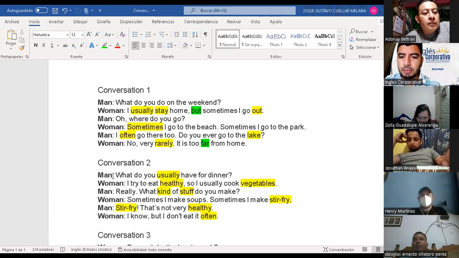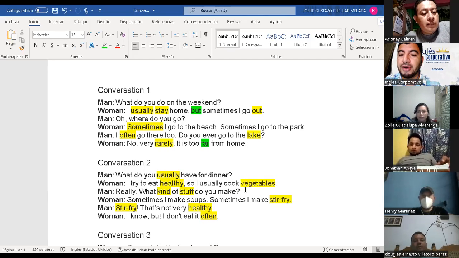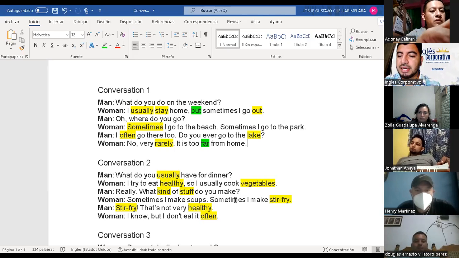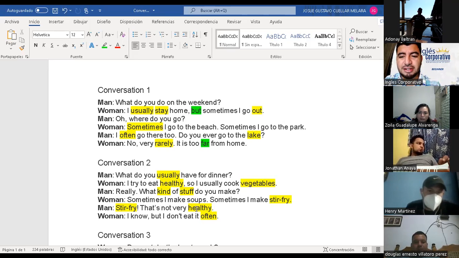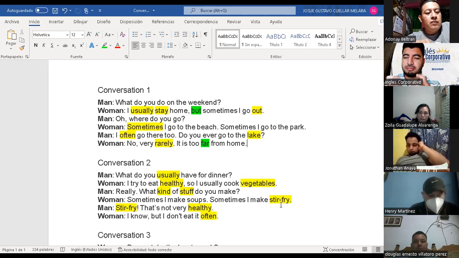Conversation two. What do you usually have for dinner? I try to eat healthy. So, I usually cook vegetables. Really? What kind of stuff do you make? Sometimes I make soups. Sometimes I make stir fry. Stir fry? That's not very healthy. I know, but I don't eat it often. Stir fry es como frituras, comida freída. Okay?